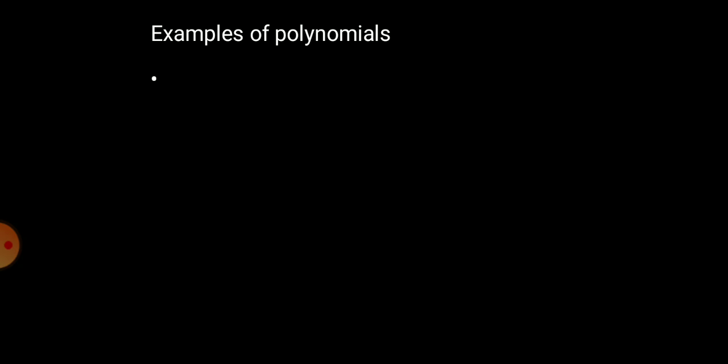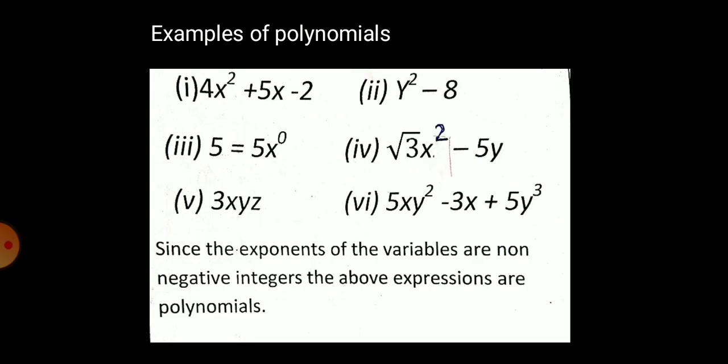Now let us see the examples of polynomials. The first example is 4x square plus 5x minus 2. In the first term, x is raised to power 2. In 5x, when there is no power, the power is taken as 1. 2 is a constant term. For the constant term, the power is taken as 0, as x power 0 becomes 1 and 1 into any number will be the same, as it is the multiplicative identity. So, as the powers are all non-negative integers, this is known as a polynomial.